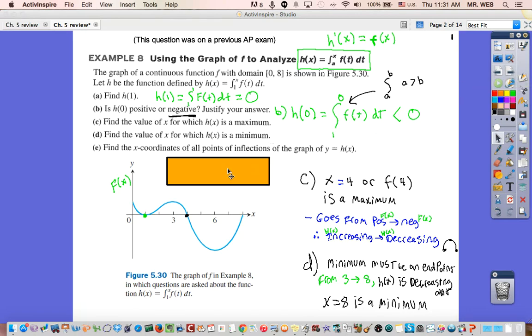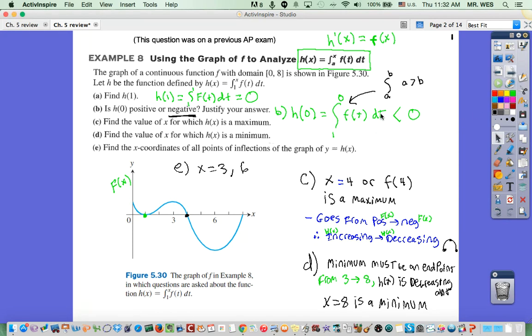Okay, and if we want to find the x-coordinates of all the points of inflection, we know that's going to be 3 and 6 because here's a maximum and here's a minimum. And at maximums and minimums of the derivative, those are the points of inflection.